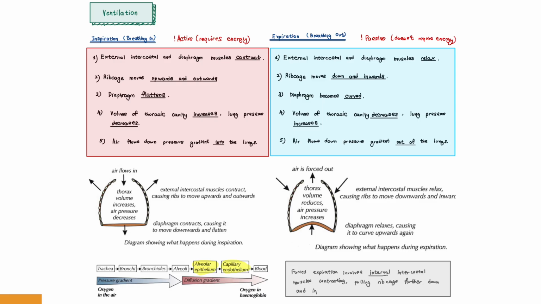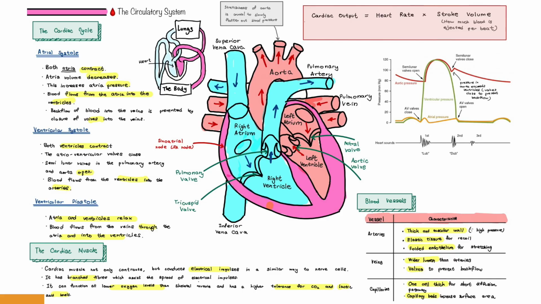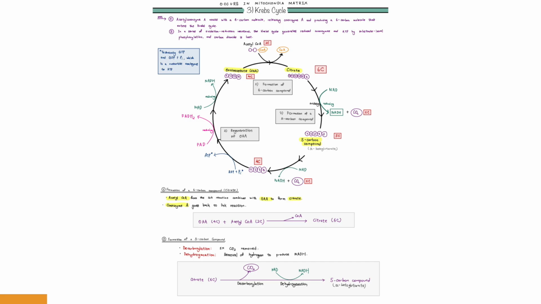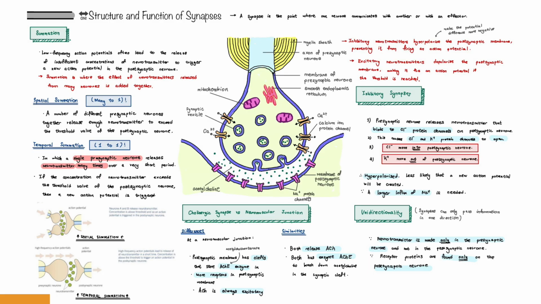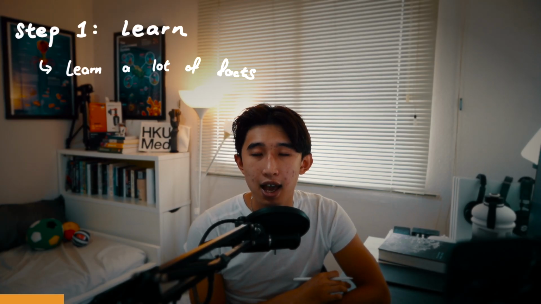You are also required to learn about processes. There's a lot of processes in biology. This includes, for example, ventilation, the cardiac cycle, the Krebs cycle, etc. And you need to learn, for example, a step-by-step process of how the neurotransmitter acetylcholine is diffused across the synaptic cleft. How do we get this information into our brain?